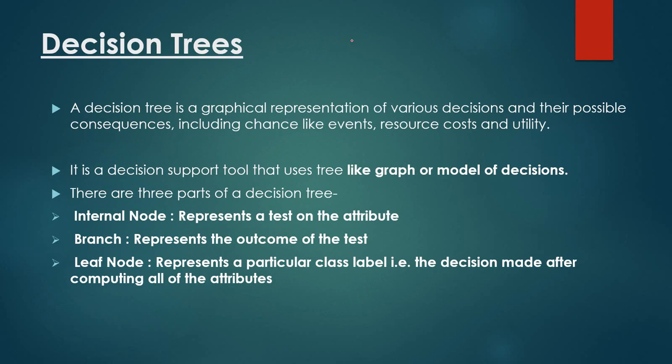Let's try to understand at a very high level. I'm not going into the depth of each of these algorithms. I'll just give you a brief idea what these algorithms are, what the advantages are, how we use them and where you use these algorithms. First, we'll see what a decision tree is. A decision tree is a graphical representation of various decisions and their possible consequences, including chance event outcomes, resource cost, and utility.